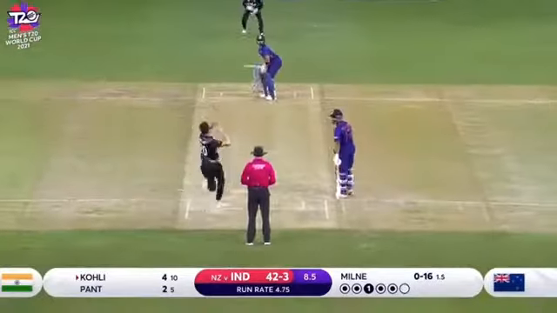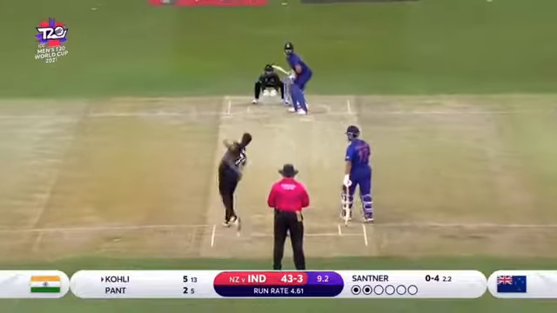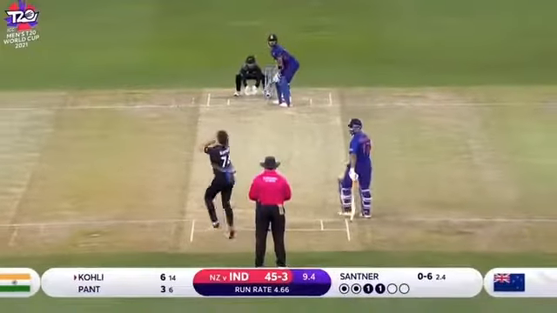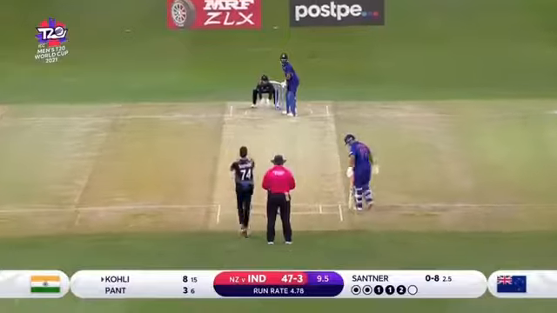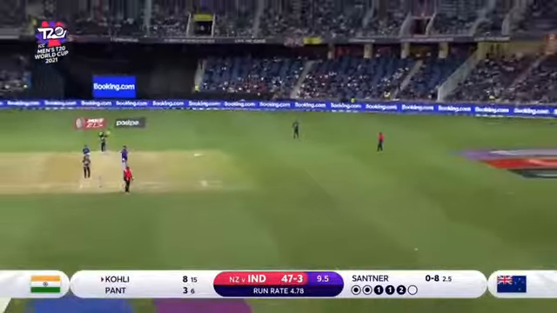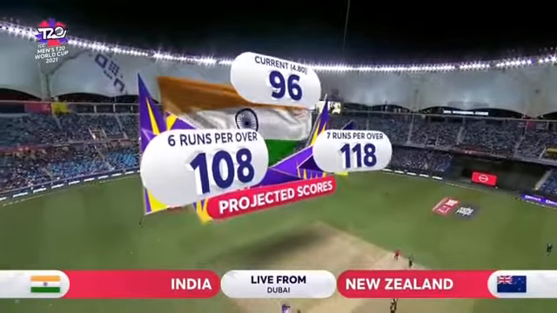Into a hole. Wonderful. Right, that's a good shot. A pleasure to watch. A muted, conservative sort of start really to the innings.